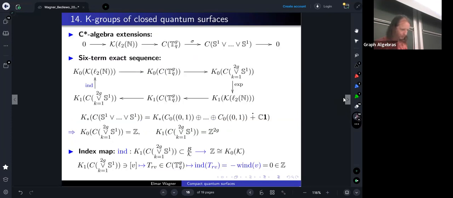So K-theory is simple here, because one six-term exact sequence is enough, because we are really in dimension 2.